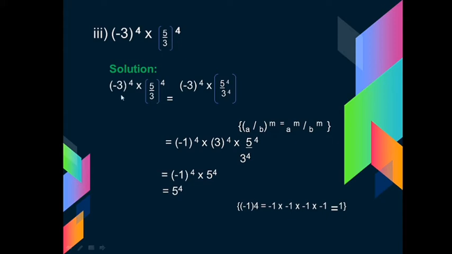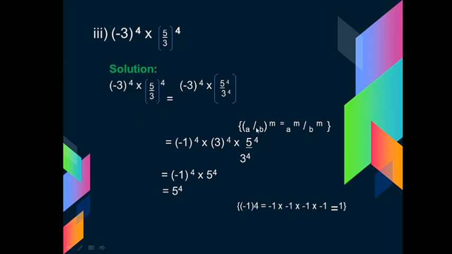So now we are going to simplify it, that is (-3)^4 × (5/3)^4. It can be written as (-3)^4 × 5^4 / 3^4, as the 4 is given as an exponent for this whole numerator and denominator.